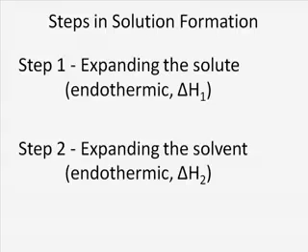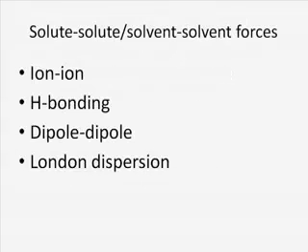And in order for them to intermingle, we have to first kind of spread them apart. And this spreading apart or expanding is an endothermic process. We have to apply energy to our system for this to occur.